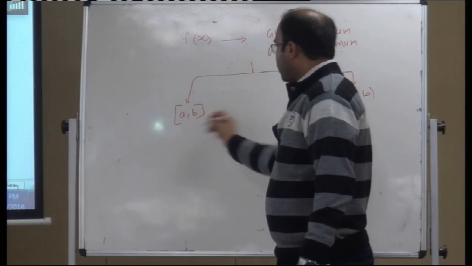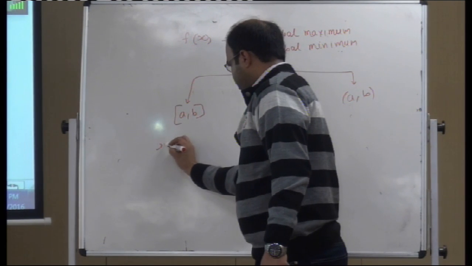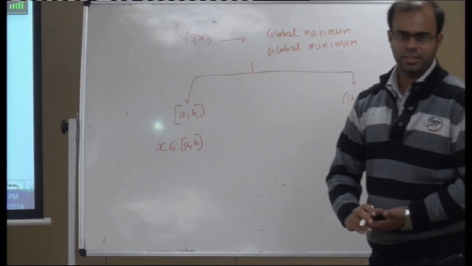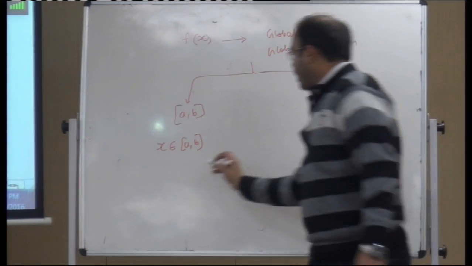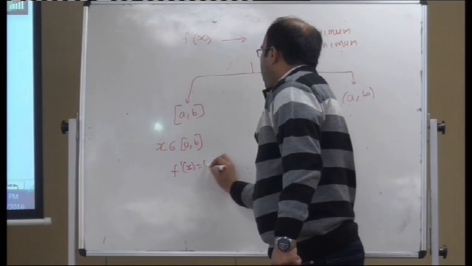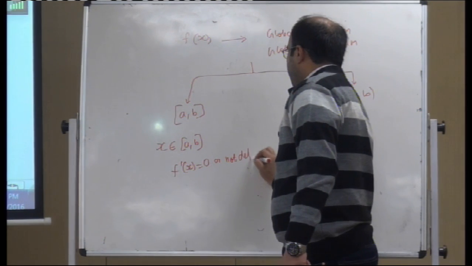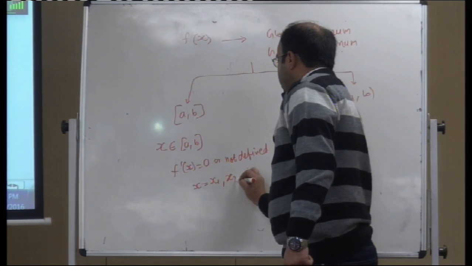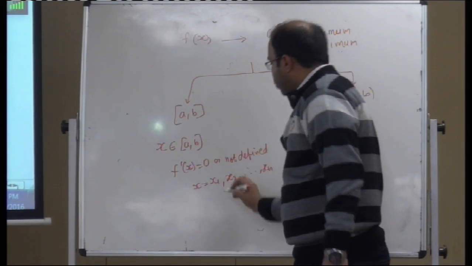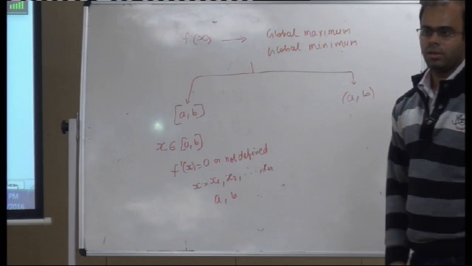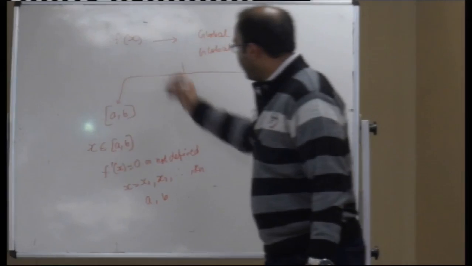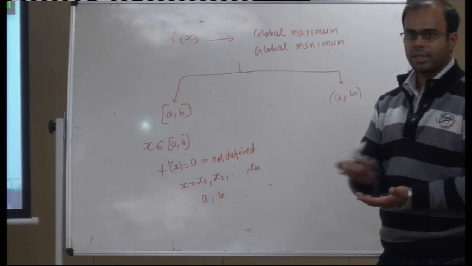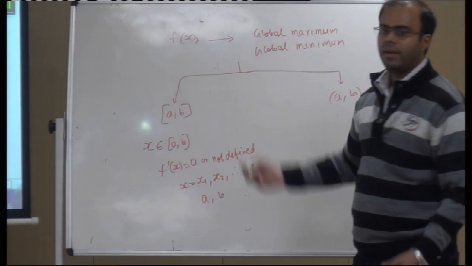So basically, when it is a closed interval, then we say that x belongs to [a, b]. We check for all the points where its derivative is 0 or not defined. So if f dash x equal to 0 or not defined, which we call critical points, we check all those points, let those points be x1, x2 till xn, and we also include the points a and b, which are the endpoints of the interval, and we check the value of the function at all of these points, that is n plus 2 points, and the value which is the maximum is the global maximum, and the value which is the minimum is the global minimum.